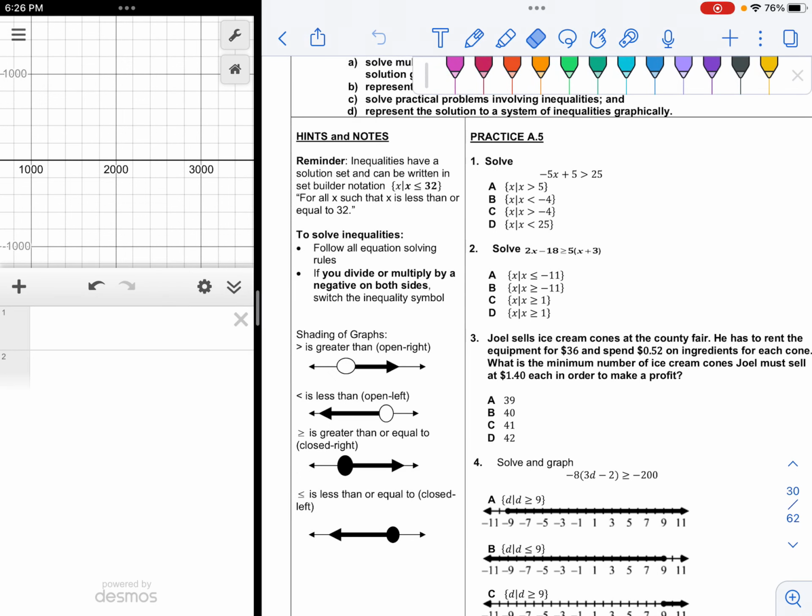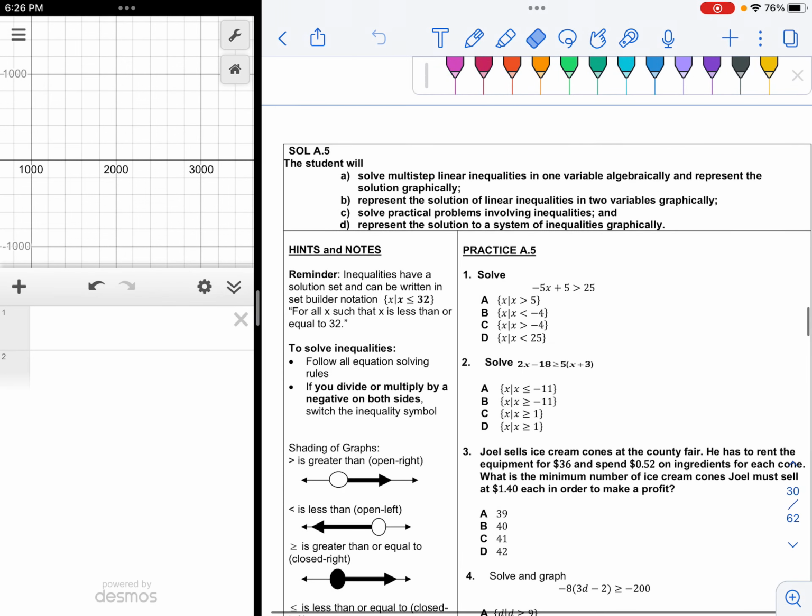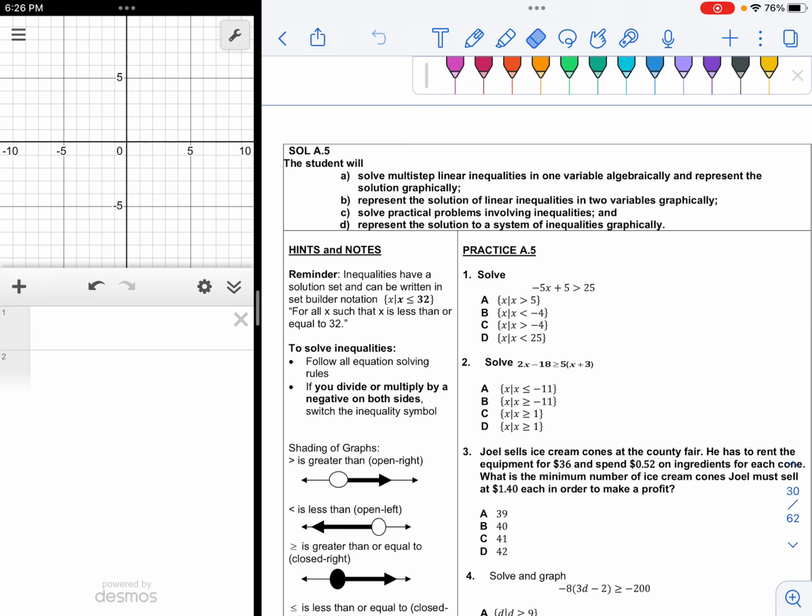Hey guys, today we're going to be talking about inequalities. That is SOL A.5. And just like yesterday, I am going to have the Desmos graphing calculator up because it's definitely going to be helpful. We talked about how to find things with equations, so we're going to talk about how to find them with inequalities.